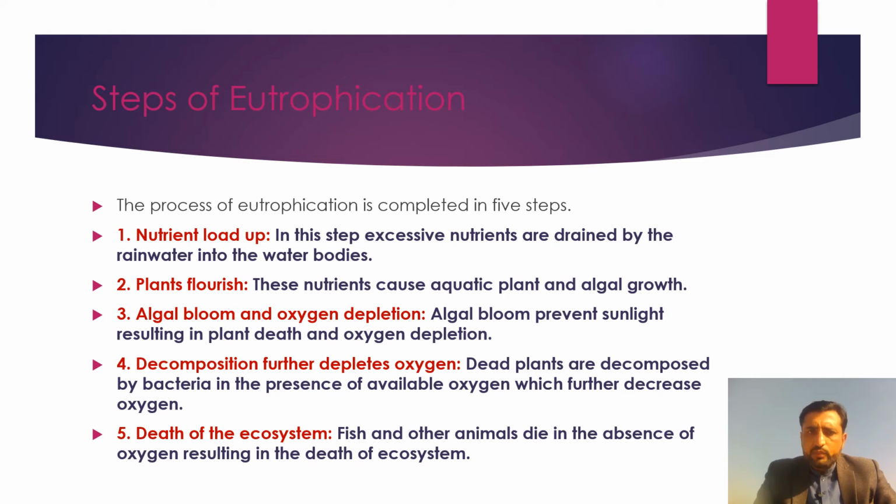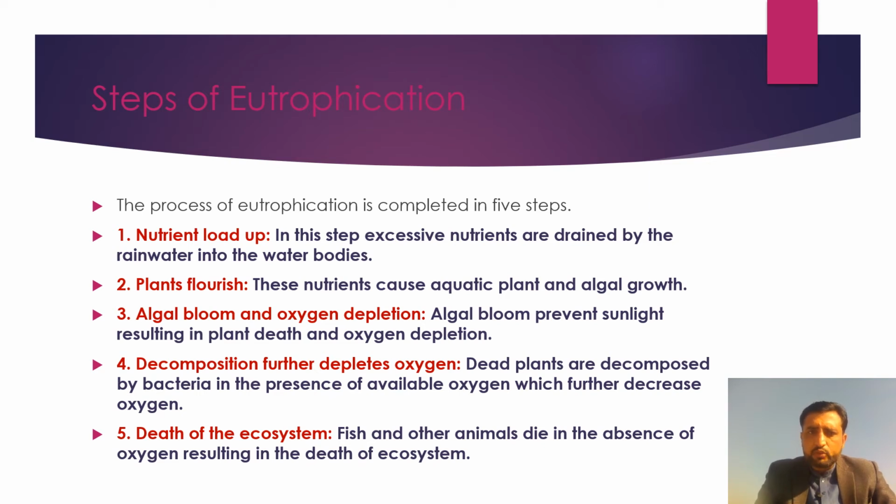The third step is algal bloom and oxygen depletion. Algal bloom prevents sunlight, resulting in plant death and oxygen depletion. Algal bloom, as I have already discussed, is a huge mass of algae. When it is spawned, it does not allow the sunlight to pass through it, and the plankton or the plants living in water do not receive a sufficient amount of light. As a result, photosynthesis stops and the amount of oxygen decreases.